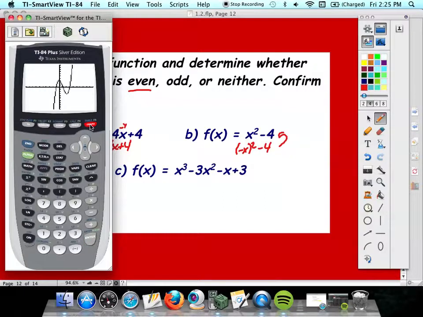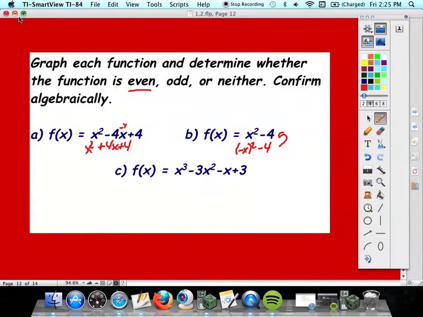Alright, looking at that, it's definitely not symmetric with the y-axis. If I turn the calculator upside down, I don't think it's going to work either. Let's look algebraically just to make sure. The only one I'm worried about is origin symmetry, which means it could possibly be odd.